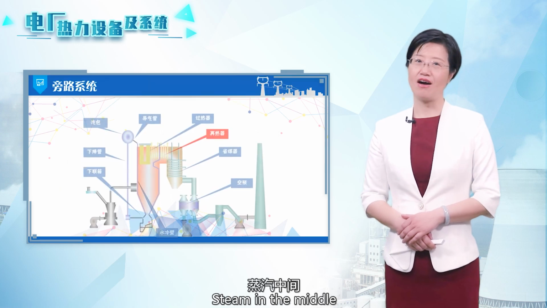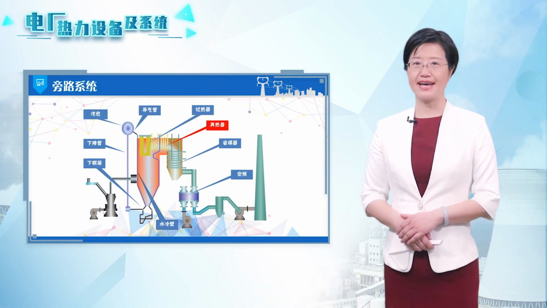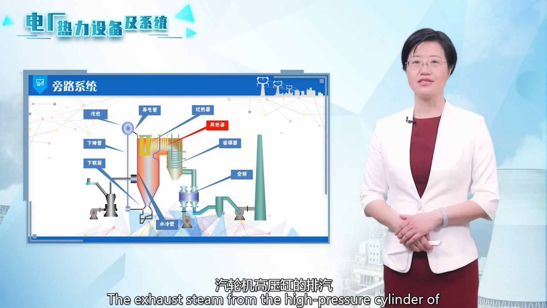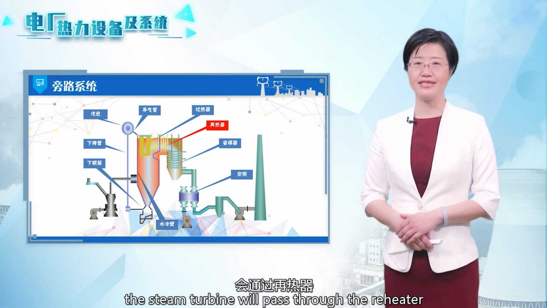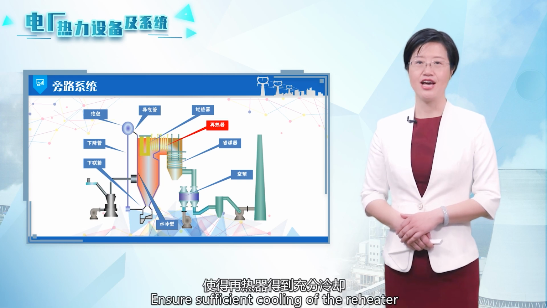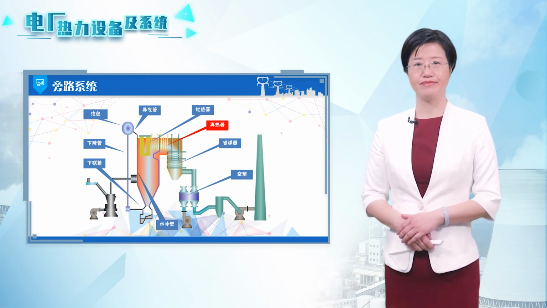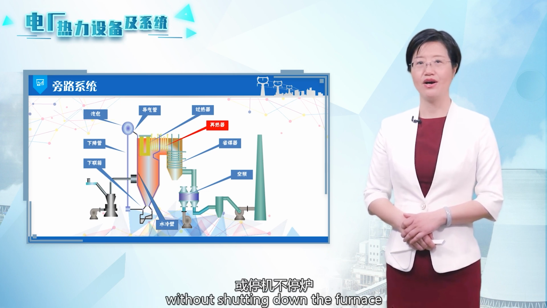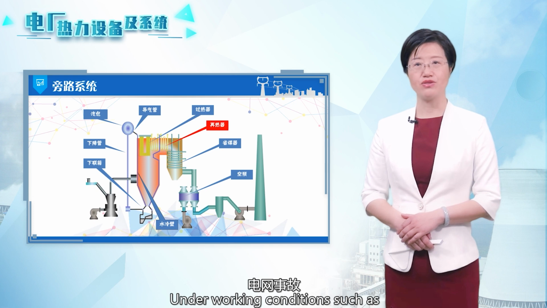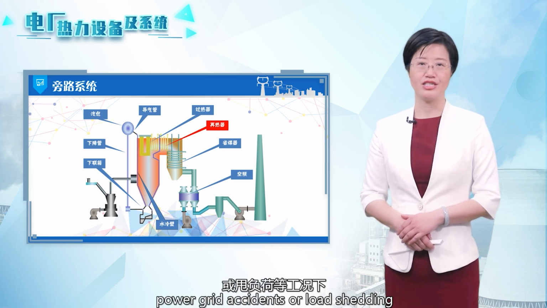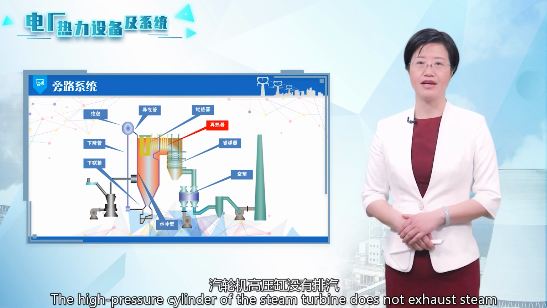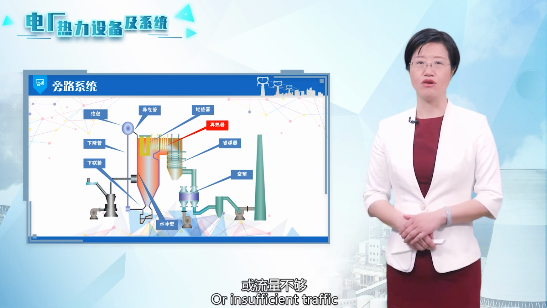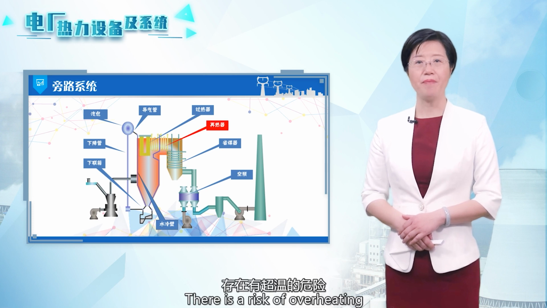We know that the reheater of the reheating unit is arranged in the boiler flue. During normal operation, the exhaust steam from the high pressure cylinder of the steam turbine passes through the reheater, ensuring sufficient cooling of the reheater. But when igniting the boiler before starting, or stopping the steam turbine without shutting down the furnace, under working conditions such as power grid accidents or load shedding, the high-pressure cylinder of the steam turbine does not exhaust steam. The reheater will not have steam flowing through it, or insufficient flow. There is a risk of overheating.